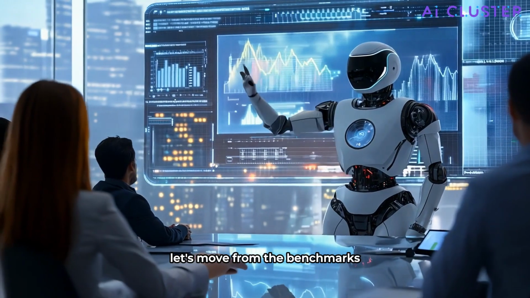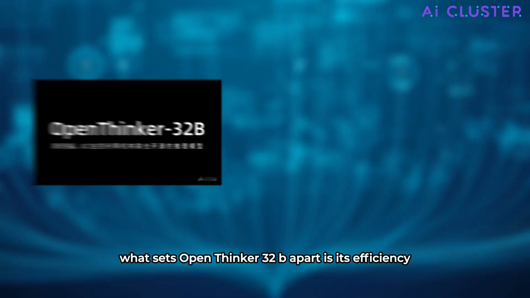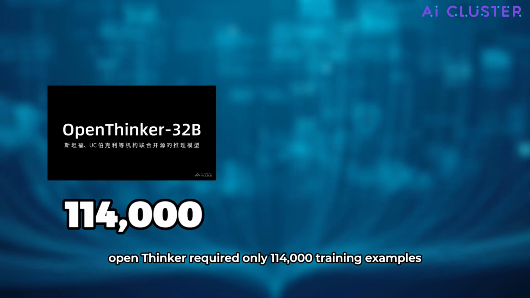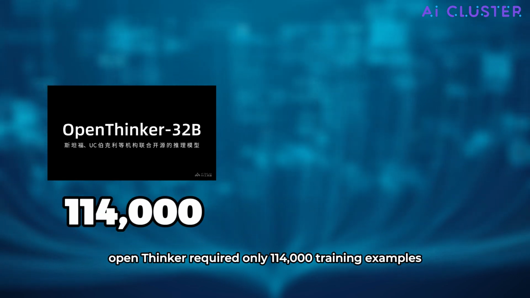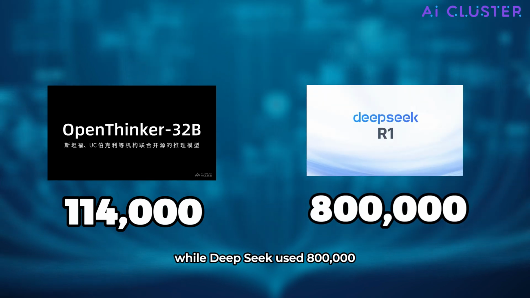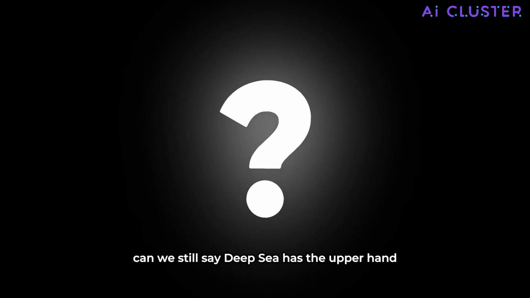Let's move from the benchmarks to a general overview of these two models. What sets OpenThinker-32B apart is its efficiency. OpenThinker required only 114,000 training examples to reach all the above results, while Deepseek used 800,000. Think about it. Can we still say Deepseek has the upper hand?